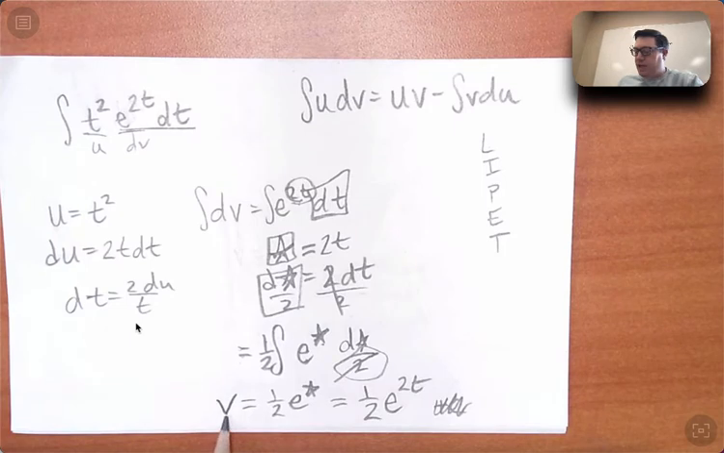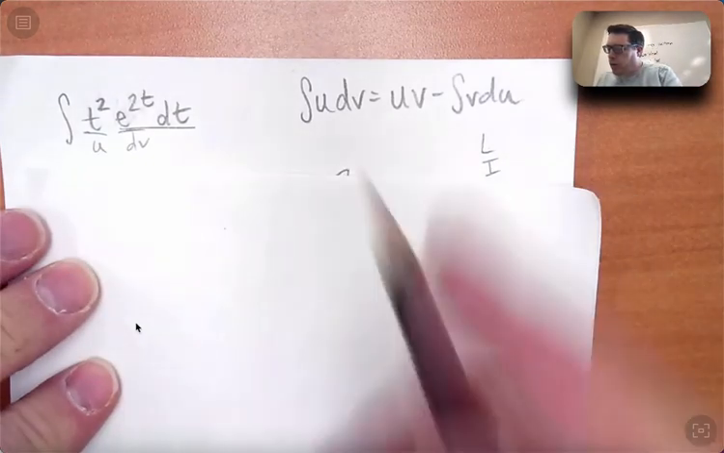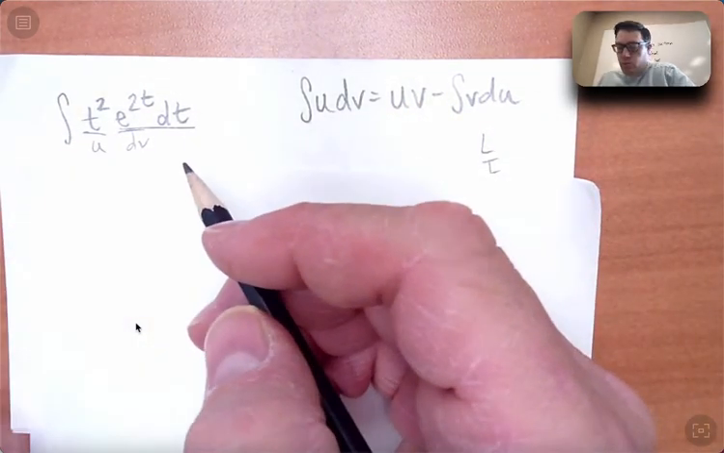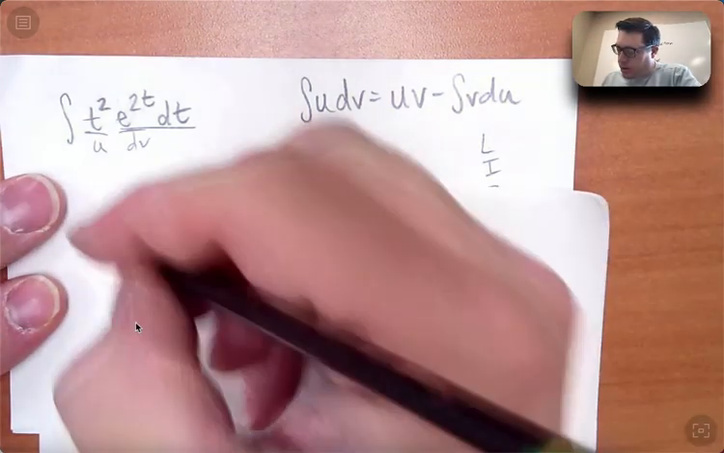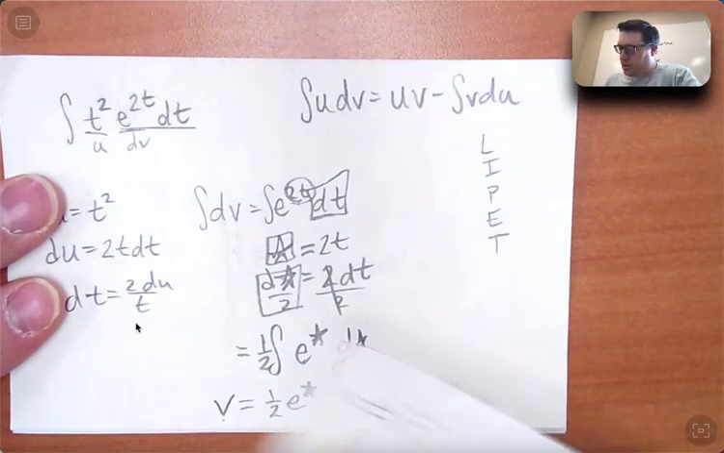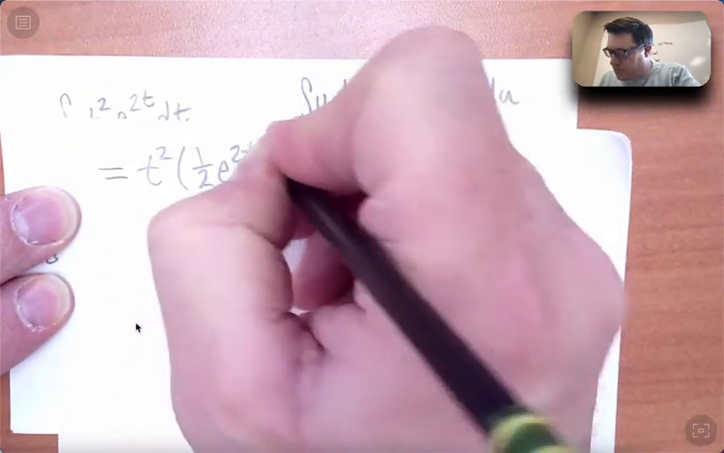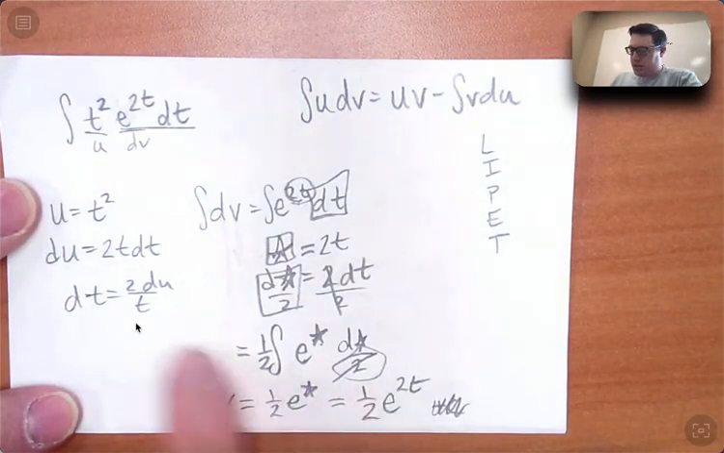We have v equals 1/2 e to the 2t now. And that's kind of what I'm alluding to with that trick. Maybe you see a trick developing. Putting all of that together and using our uv minus integral v du, we're going to rewrite what we have as equals t squared times 1/2 e to the 2t. Perfect. Minus. Now we have the integral of v du.